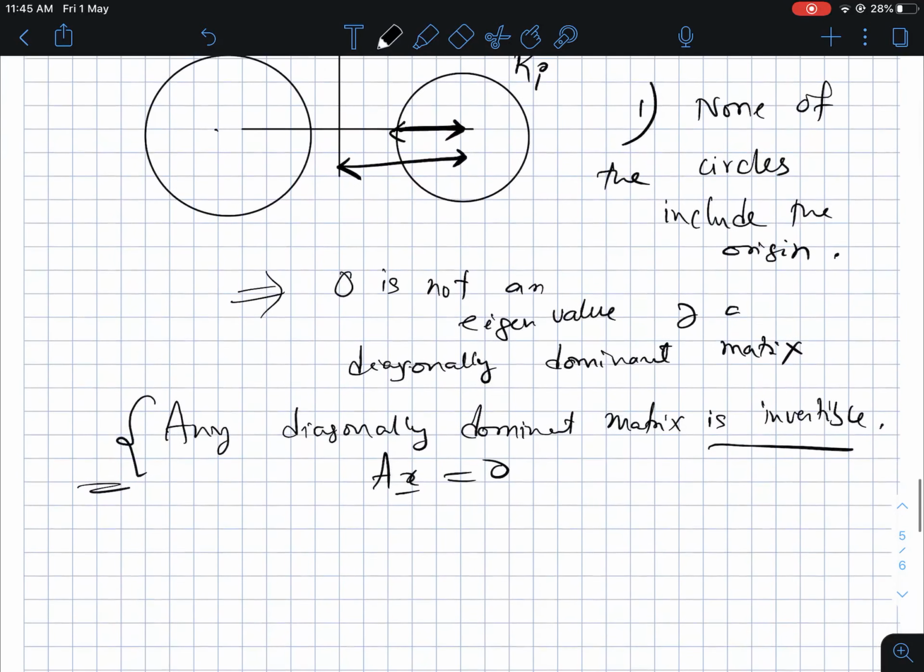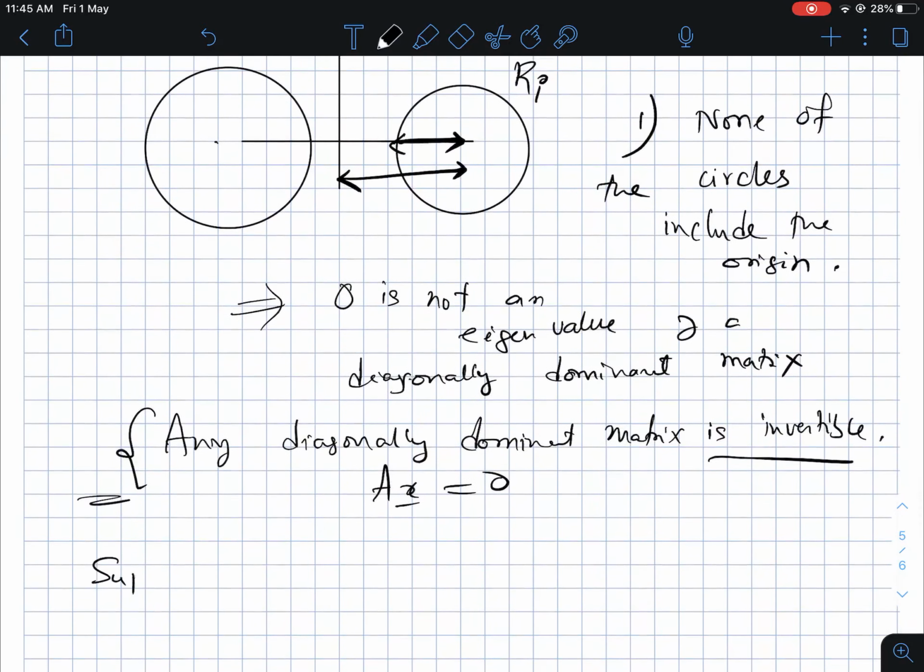Another consequence you can immediately say, so suppose A is diagonally dominant.